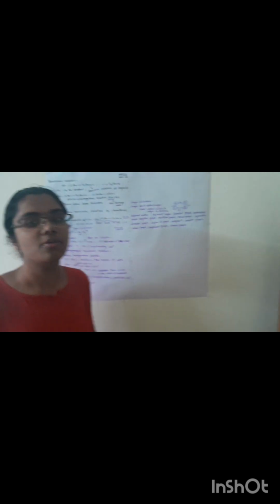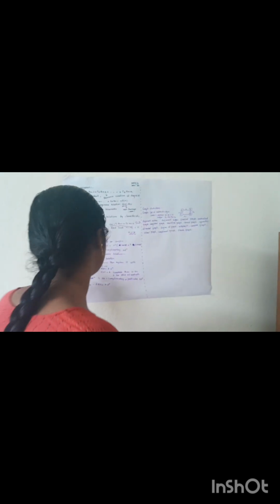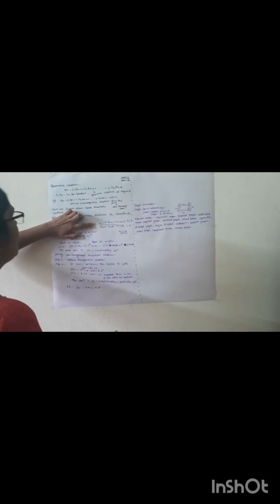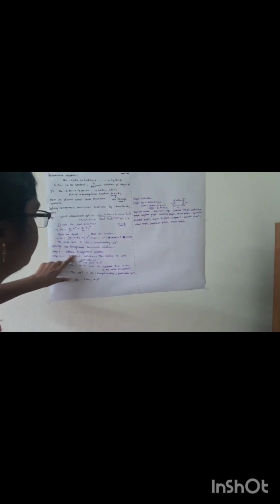Here we have some steps for finding the solution of a non-homogeneous recurrence relation. First of all, let us consider the recurrence relation to be this. First, find the homogeneous relation for the given recurrence relation. That means using these steps, find the homogeneous solution.